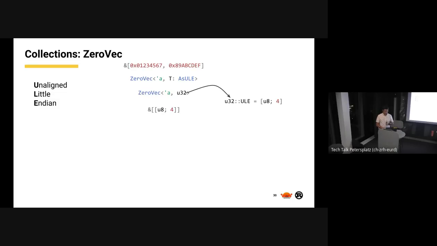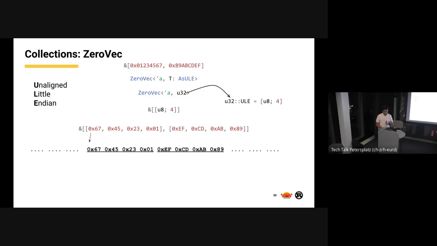If we take the U32 slice we were looking at before, its zerovec would contain these arrays with this kind of memory representation. But when you fetch elements from the zerovec, they just get converted back. So users don't actually see this internal type. They just see the normal type they wanted, which was U32.